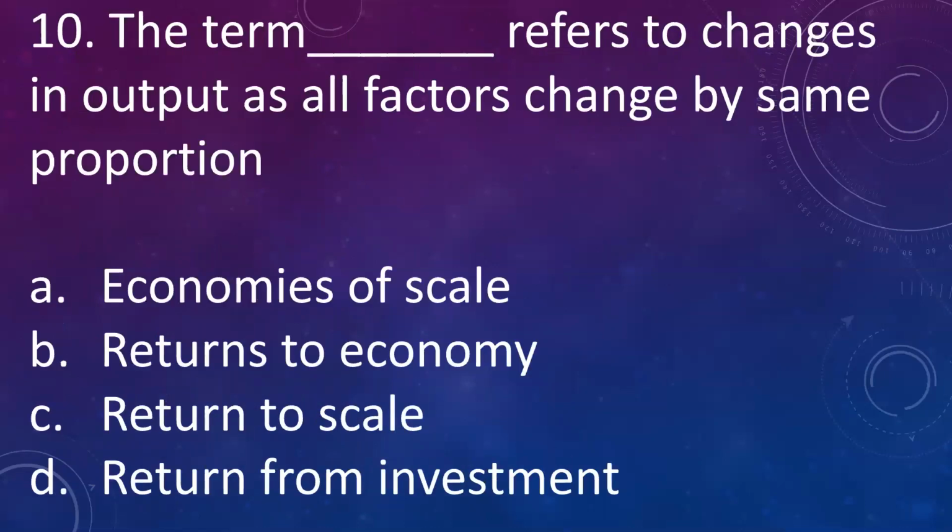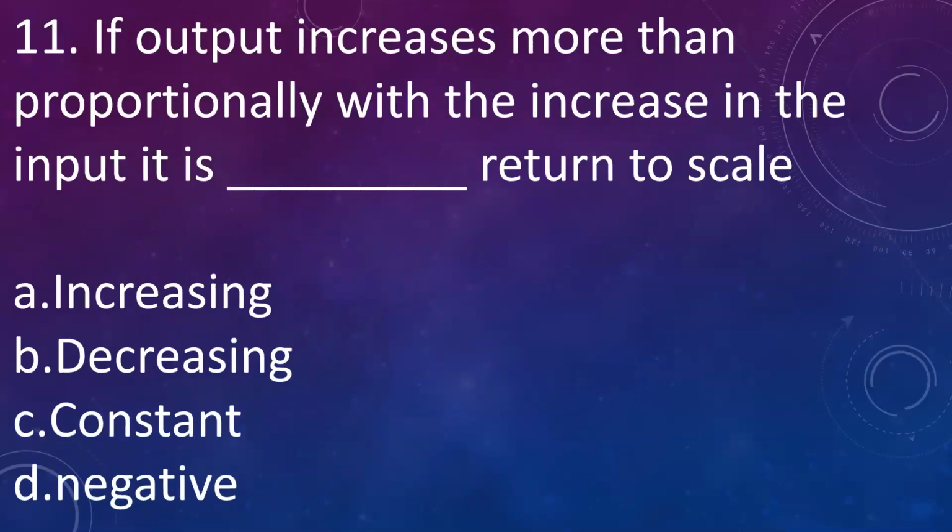Our next question is, the term dash refers to changes in output as all factors change by the same proportion. A. Economies of scale, B. Returns to economy, C. Returns to scale, D. Return from investment. Answer is returns to scale. Returns to scale tells about the changes in output as all factors are changed by the same proportion.